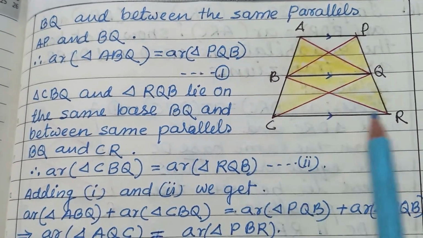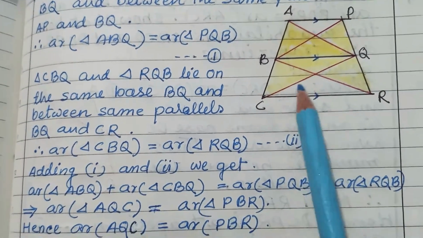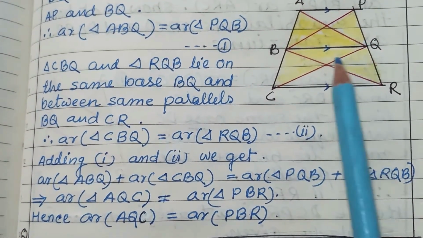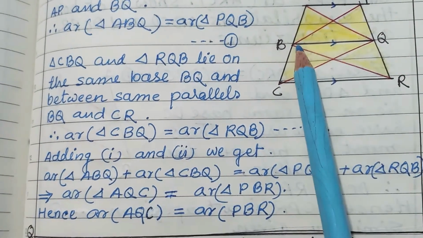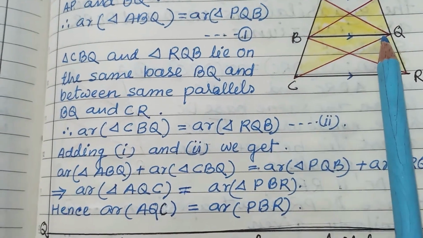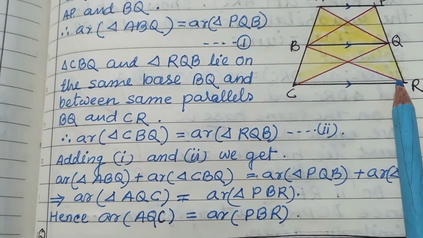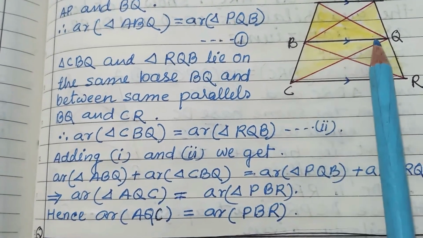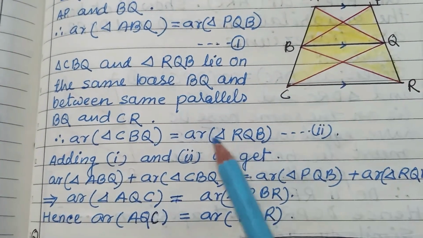Now from this one, these two are also parallel. So therefore CBQ and RQB, these two yellow triangles, are on the same base BQ and between the same parallels BQ and CR. Therefore, area of triangle CBQ is equal to area of triangle RQB. These two triangles are equal.